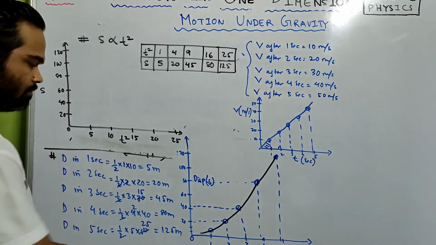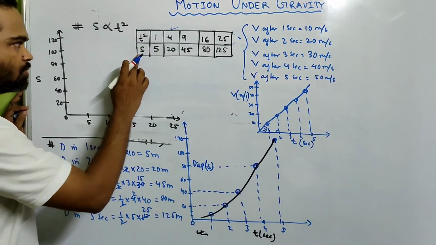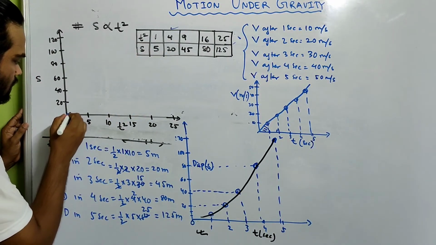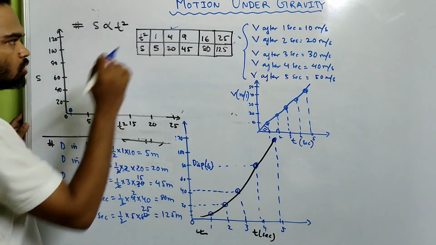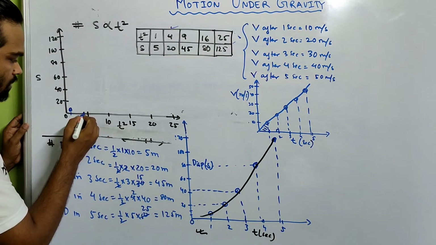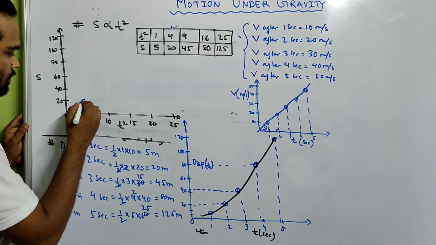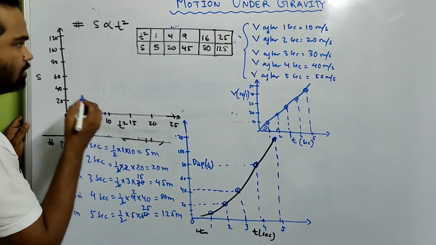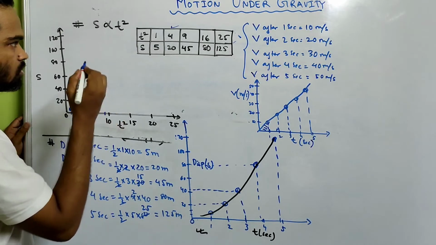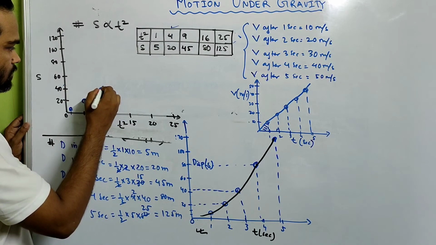Now we'll plot the points. See, when t square was 1, displacement was 5. So 1 must be over here, 5 somewhere over here. T square is 4, which means over here. Your S is 20 over here. T square is 9 over here. Your S is 45. 45 is somewhere over here, isn't it?